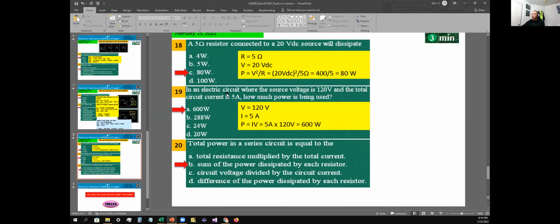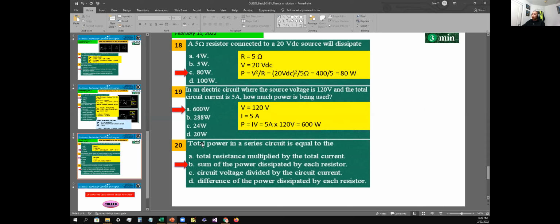Number 19, in an electric circuit where the source voltage is 120 volts and the total circuit current is 5 amps, how much power is being used? Okay, so V equals 120 volts, I equals 5 amps, P equals V times I. So 5 amps times 120 volts would yield 600 watts. So the answer is A as in apple for 19.